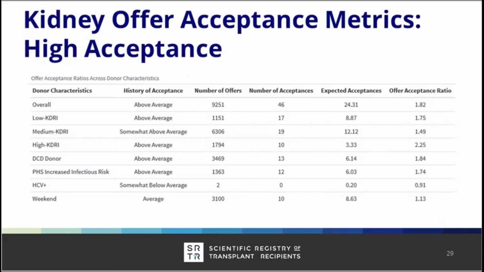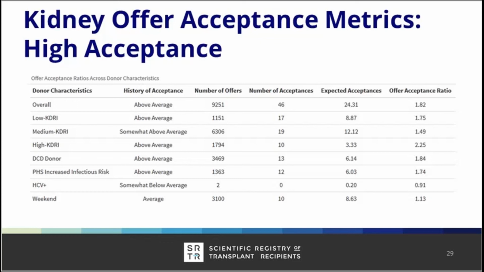And then these CUSUMs are accompanied by these types of tables. Again, we're showing the overall acceptance. If you look at the top left row under donor characteristics, it says overall. Then we classify the acceptance into somewhat above average, low, this kind of thing. You can see there where we classify your program. We have the number of offers, number of acceptances, and then the expected acceptances and the ratio. So you can see that for overall, as well as those hard-to-place categories as well, the low, mid, and high.